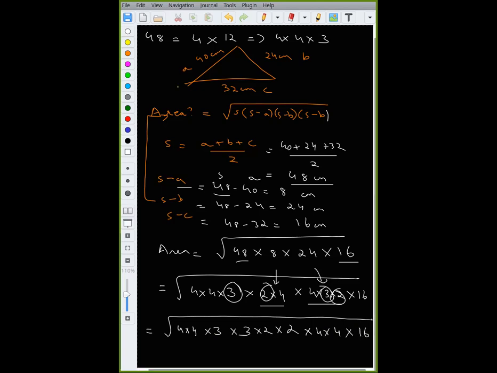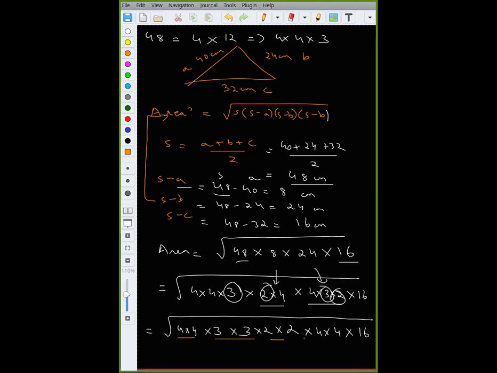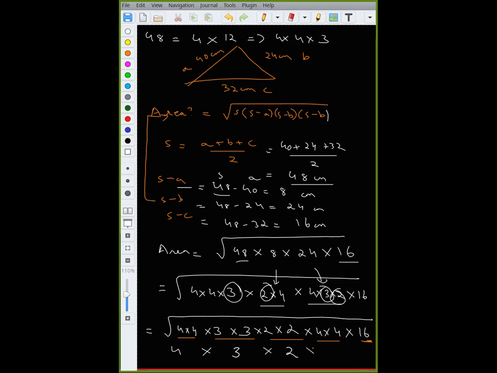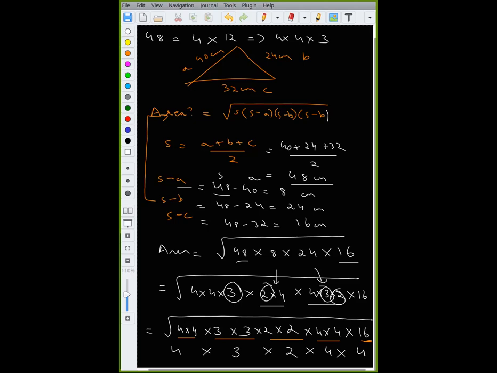Now what am I going to do? I'm just going to group them in pairs. And 16 itself is a perfect square. So from each pair, I've got to take out 1. So this will become 4 into 3 into 2 into 4 into again 4, because the root of 16 is 4. And what does this work out to be?